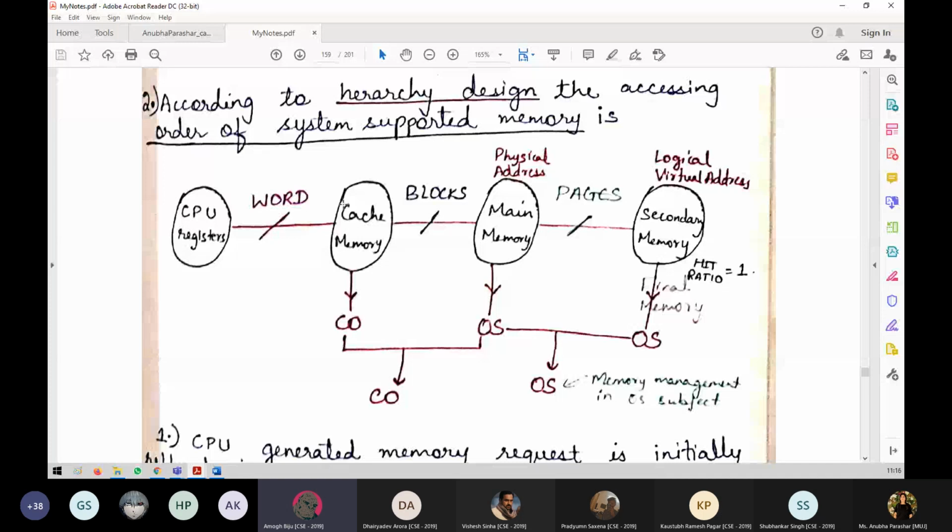Registers consist of words, right? Yes. Okay, I think I understood. Register and cache share words. Cache consists of blocks, main memory consists of pages.